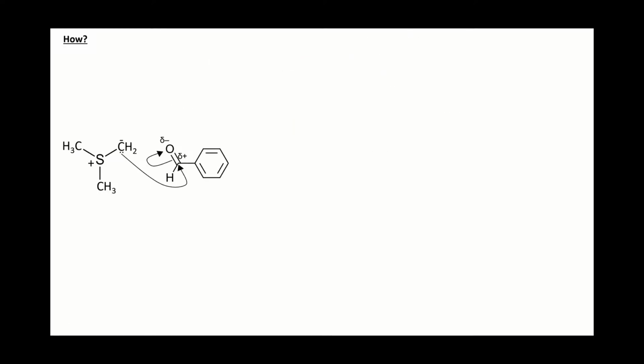Now, in the reaction mechanism, what will happen is that the lone pair from the carbon ion will be used to attack the electrophilic center on the carbonyl group in benzaldehyde, and this being due to the nucleophilicity of the carbon ion. The electrons from the double bond will then be pushed onto the electron sink, the oxygen atom.